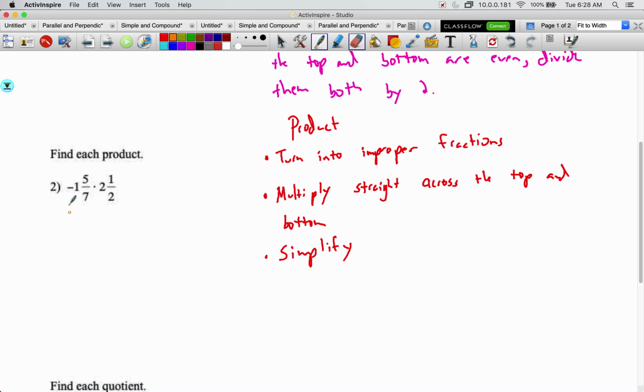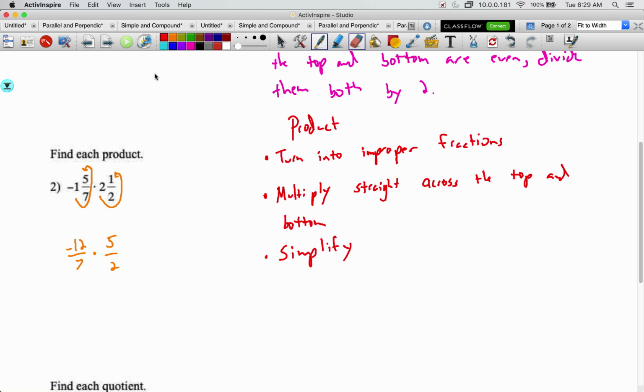All right, so let's take a look at problem number 2 here. I'm going to turn these into improper fractions by doing the loop. 1 times 7 plus 5 becomes 12, then make it negative, so negative 12 over 7. The 7 stays in the bottom. Then 2 times 2 is 4, plus 1 is 5, so 5 over 2. Now I can multiply straight across the top, straight across the bottom.